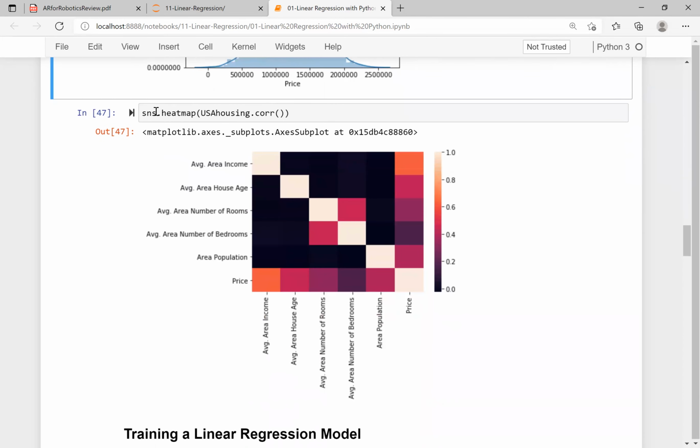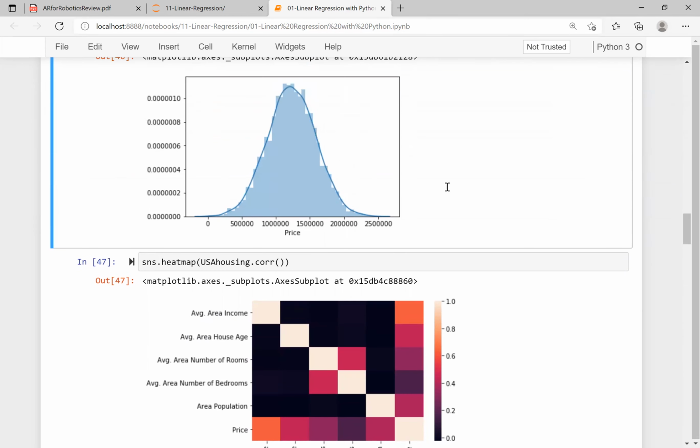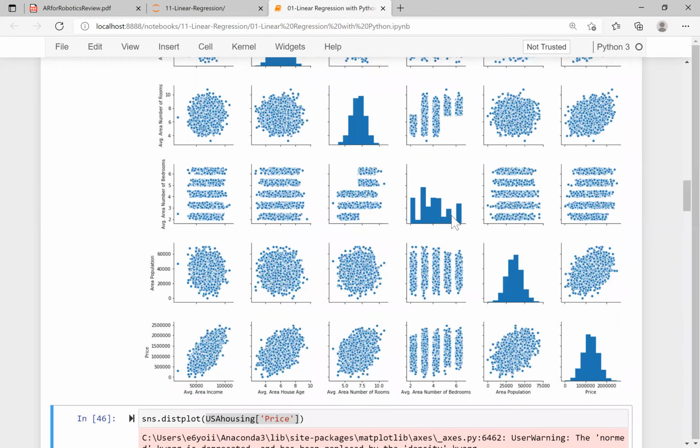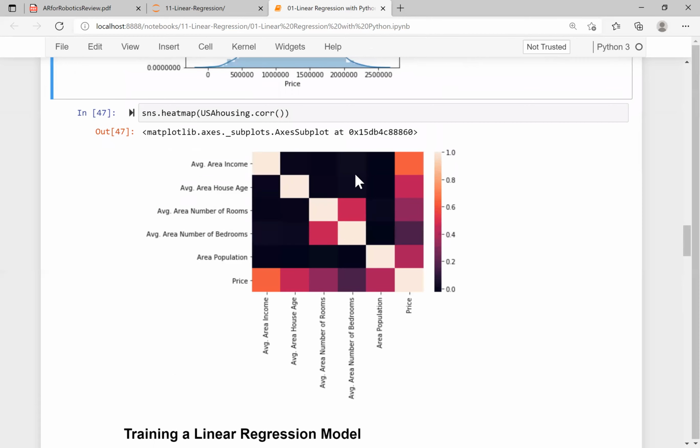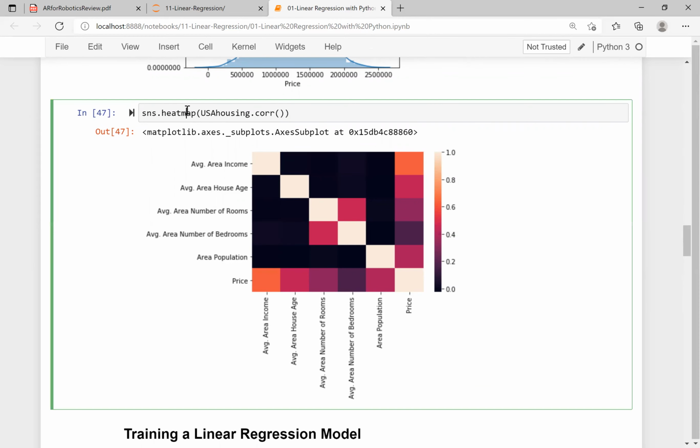So just to understand this picture in a better way, let's try to plot the correlation of each data column with the other data column, right? So we'll use a heat map and we will plot the correlation. So the housing data frame dot corr will give me correlation. These values of correlation are between 0 and 1, and the heat map will plot these on a color scale.